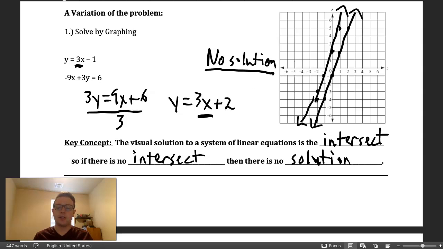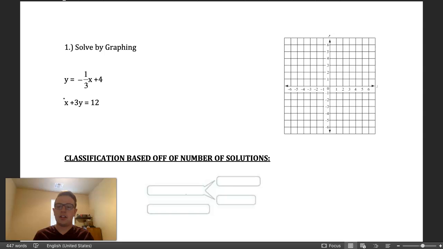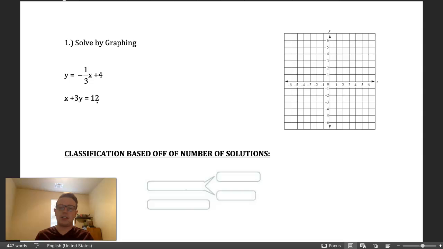Answer is no solution. And this brings us to a key point here. I think, oh, no, one more. Then we'll get to our key point. What about something like this? Let's go ahead and graph these. Let's start by changing this one over. We're going to subtract x. We get 3y is equal to minus x plus 12. We're going to divide by 3. This gives us y is equal to minus x over 3 plus 4.